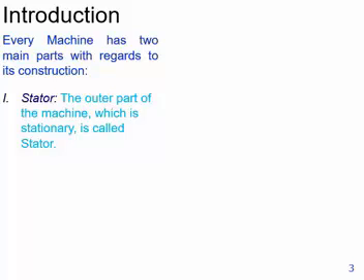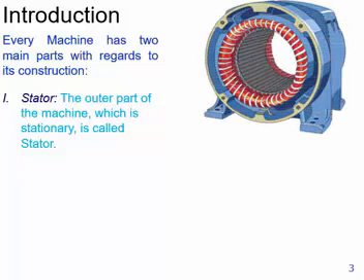So every machine is made up of two parts. One part is named the stator, which is the outer part of the machine and is always stationary. That's why it is called stator. You can see in the diagram, this is the outer, stationary part of the machine. So this is called stator.